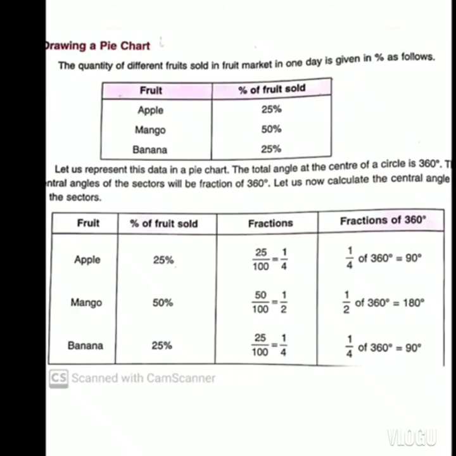So just look over here. Apple, 25% of apples were sold. This is converted to a fraction which comes out to be 1 by 4 and then it is converted to degrees. So you know that the central angle is 360 degrees. To convert this fraction to degrees, 1 by 4 of 360 comes out to be 90 degrees, and in a very similar way you will do it for mango and banana, only then you will be able to draw.